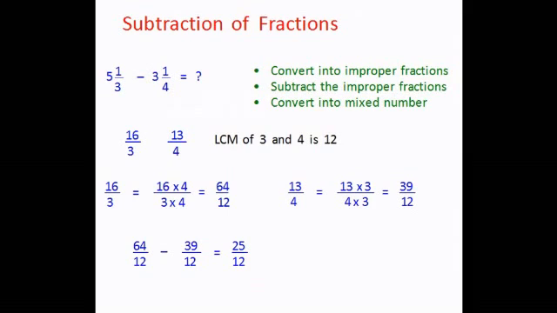Now 25 over 12, what kind of fraction is this? This is an improper fraction. So let's convert it back to a mixed number. How do we do that? We divide 25 by 12. So 12 2s are 24. 25 minus 24 is 1. That means the remainder is 1. Now how do we write the mixed number? The quotient becomes the whole number. In this case it is 2. The remainder is the numerator, and the denominator remains the same. So the answer is 2 and 1 over 12.